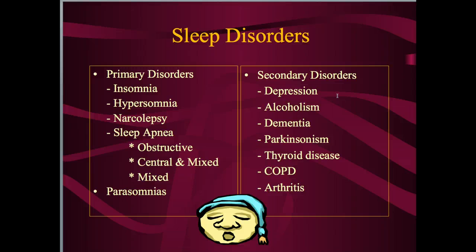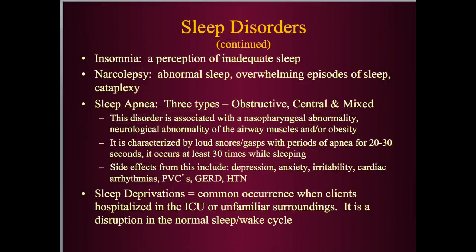If the doctor orders an antidepressant, or if we can get them to stop drinking, or if we can minimize the dementia, or if we can make them more comfortable with their Parkinson's and adjust their meds, then they might have a better opportunity to rest well and sleep. And again, with your primary disorders, those are going to be your primary, the reason. So your primary disorders are just illnesses related to sleep. Your secondary disorders are other health issues that can cause a patient to have difficulty sleeping.